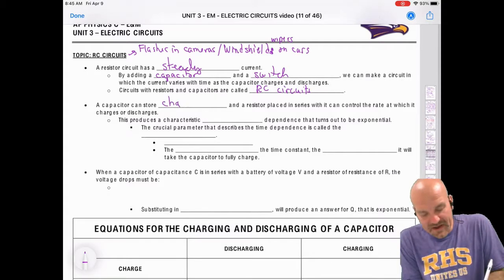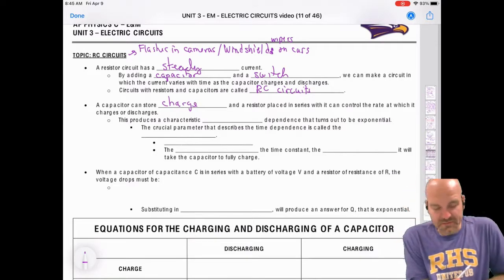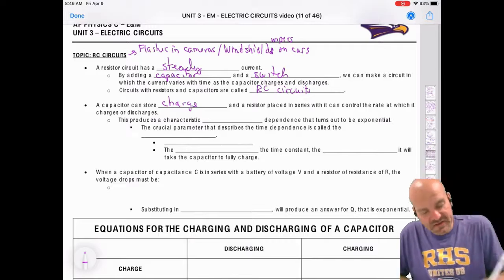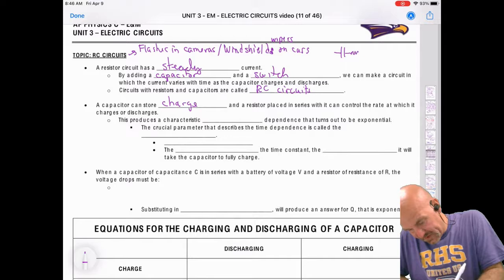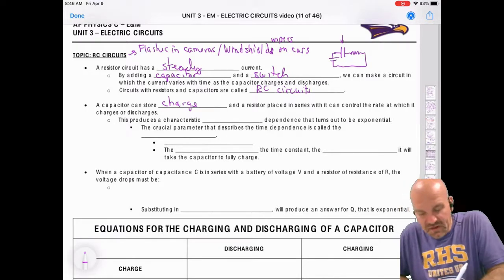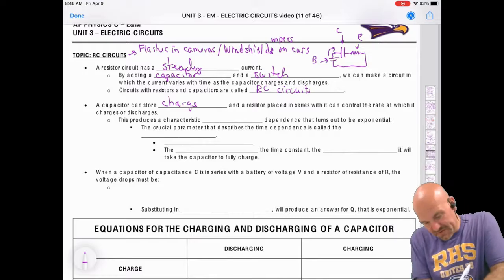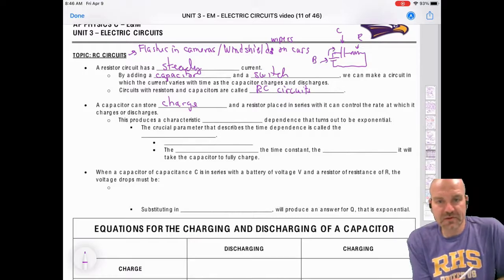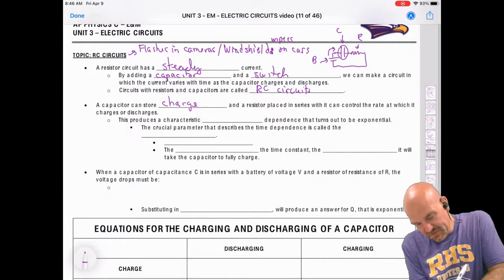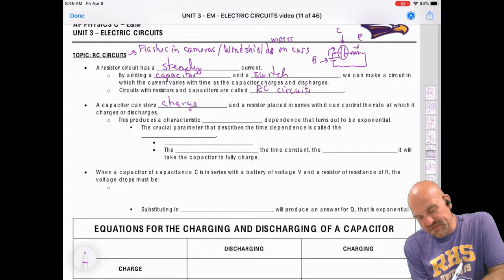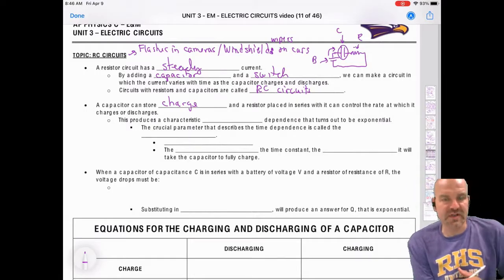Now what happens is a capacitor can store charge, right? And a resistor placed in series with it can control the rate at which it charges or discharges. And so basically we're going to have a capacitor, and a basic circuit will look something like that. Remember, this is your capacitor, this is your resistor, this is your battery. The battery is going to send a current out. It's going to store the charge in here. Then after some time, it's going to be ready for this resistor to use it to discharge that capacitor.